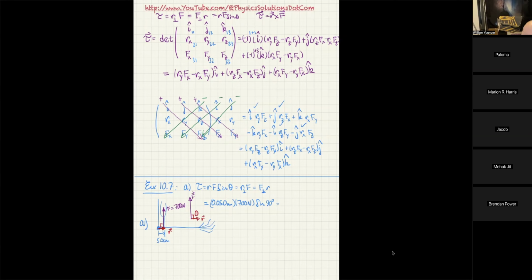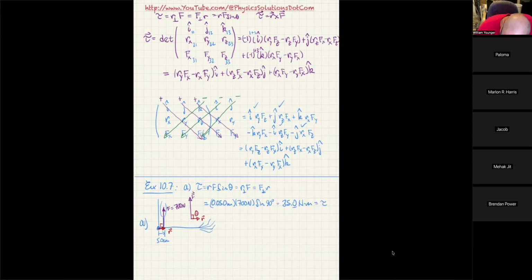0.05 times 700 times sine. Okay, so this gives me 35.0, and the units for torque are the Newton meter, which you might remember is the same thing as we found for the energy, which is a Newton times a meter, but we keep it as a Newton meter when we're talking about torque. We don't call it a joule. So that is the torque for part A.